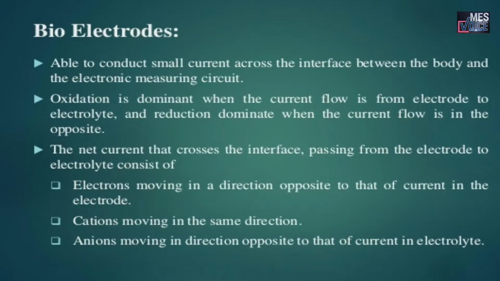It is able to conduct a small current across the interface between the body and the electronic measuring circuit. Oxidation is dominant when the current flow is from electrode to electrolyte, and reduction is dominant when the current flow is in the opposite direction. The net current that crosses the interface, passing from the electrode to electrolyte, consists of: first, electrons moving in a direction opposite to that of the current in the electrode; cations moving in the same direction; and anions moving in a direction opposite to that of the current in the electrolyte.